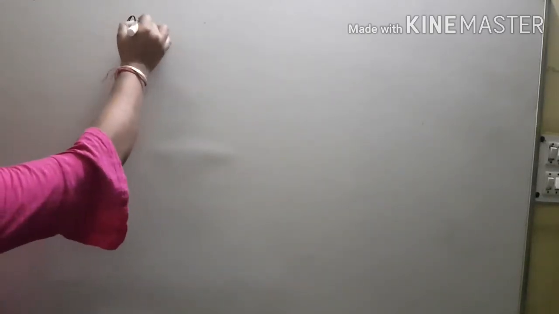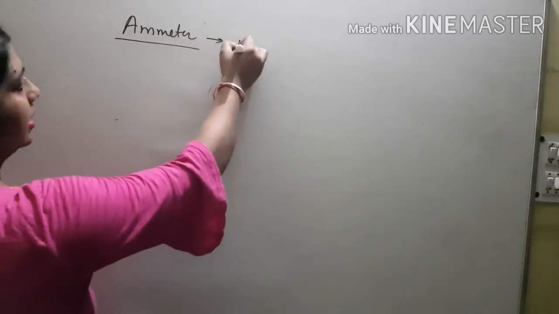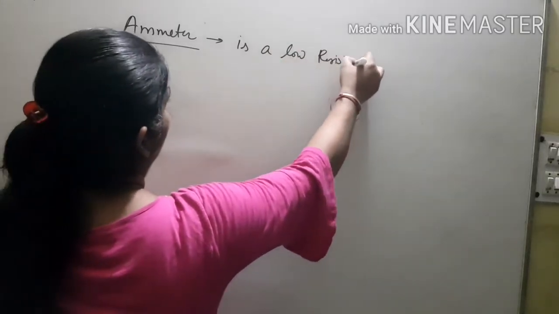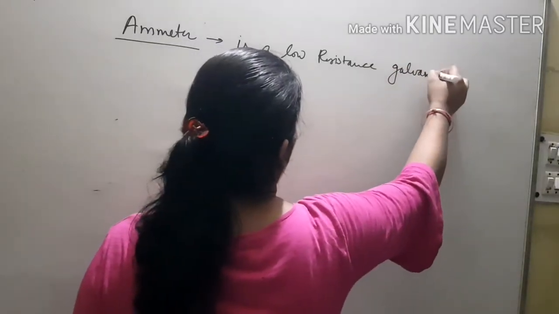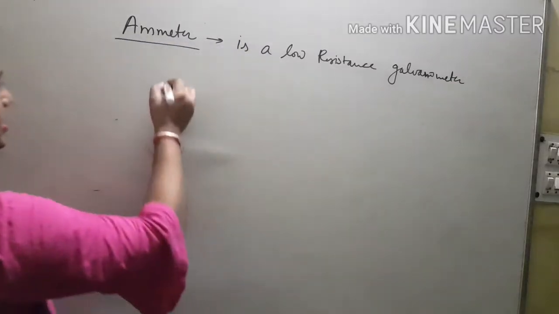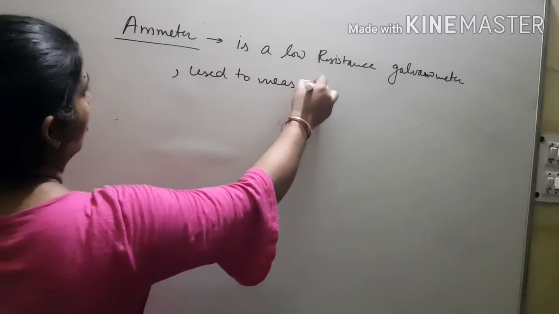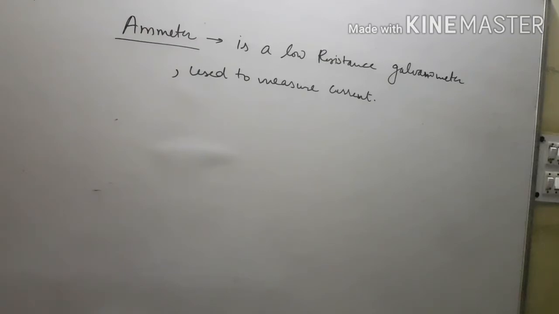Now, next topic is ammeter. Ammeter is a low resistance galvanometer, and it is used to measure current. So ammeter is a device which is used to measure the current in a circuit.